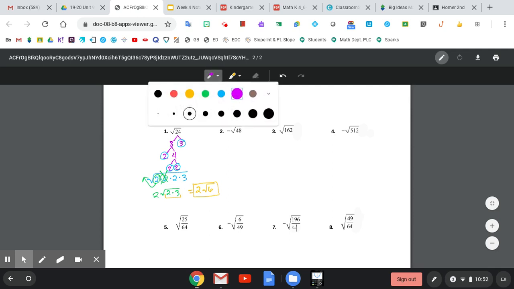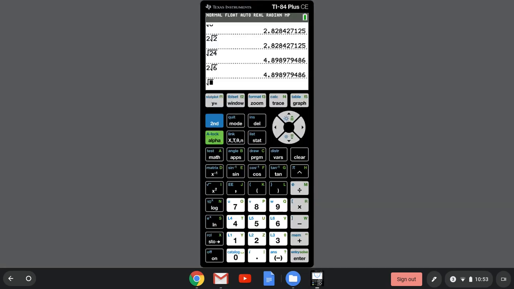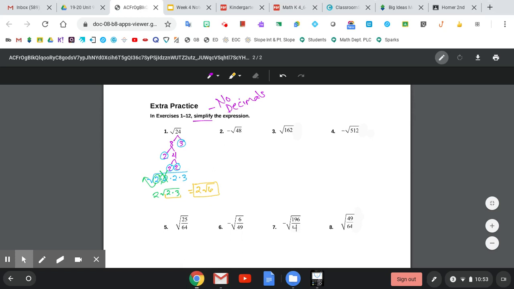Okay, the next one. Negative square root of 48. So I'm not going to worry about that negative sign right now because it's on the outside. So first I'm going to see, is the square root of 48 a whole number? Nope, sure isn't. So then I'm going to break this down. So 48, lots of options here again. I'm going to do 2 and 24.